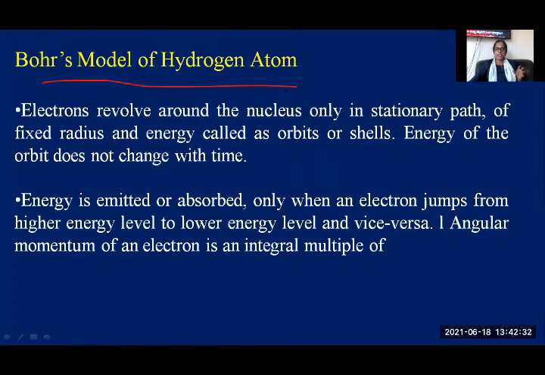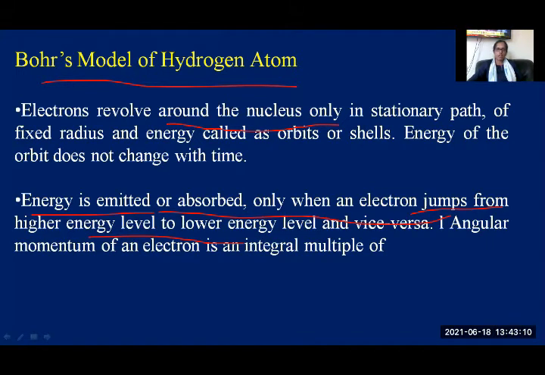So what does he say? Electrons will be revolving around the nucleus only in stationary paths of fixed radius and energy, and it is called an orbit or shell. Okay, and the energy of this orbit does not change with time. The energy of the orbit will be the same. But when a transition occurs, when an electron jumps from higher energy to lower energy or lower energy to higher energy, then energy will be emitted or absorbed.